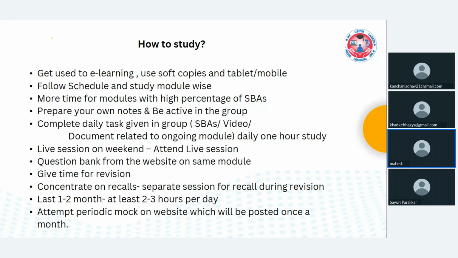So give more time for modules with a higher percentage of SBAs. As I have already mentioned, what is the weightage for each module? Anatomy and embryology carry more weightage, so you should give more time to these modules.